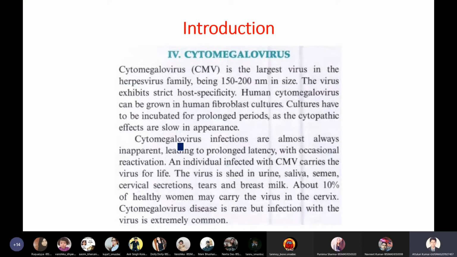This virus usually sheds in the urine, saliva, semen and cervical secretions, including tears and breast milk. Even males or women won't get affected even though they have the virus infection in them. But it will cause genetically abnormal babies. So babies with congenital defects will be born. So the babies are the primary target.